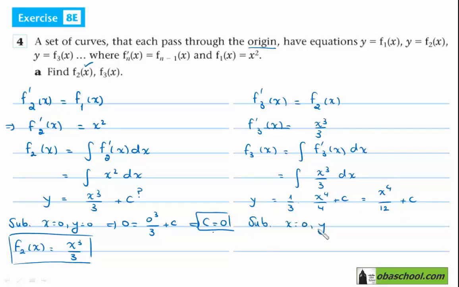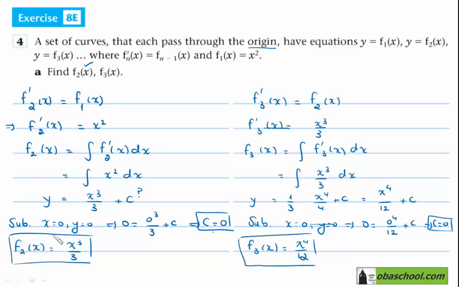To find c, we substitute x0, y0, the origin point. Then we get 0 equal to 0 to the power 4 over 12 plus c, so c is equal to 0. Therefore, f3 of x is equal to x to the power 4 over 12. This way, we were able to find f2 of x and f3 of x, which are requested in part A, using the recurrence relationship that we have.